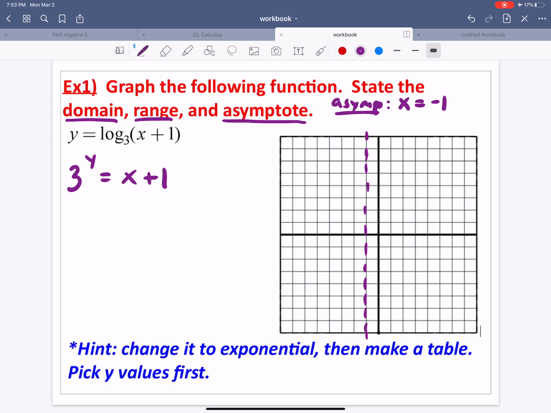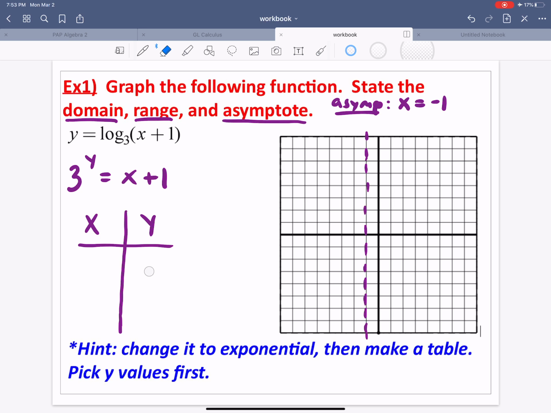We changed it to exponential, and then it says, let's make a table. So we're going to make a table of x values and y values. But here's the catch. Most every other time you've ever made a table of values, you always pick the x values first. But that's not going to be very helpful for us here, because if we plug in x values, we've got to be able to solve for the exponent, and that's not always going to be easy to do. So my advice on problems like this is to actually start by picking the y values.